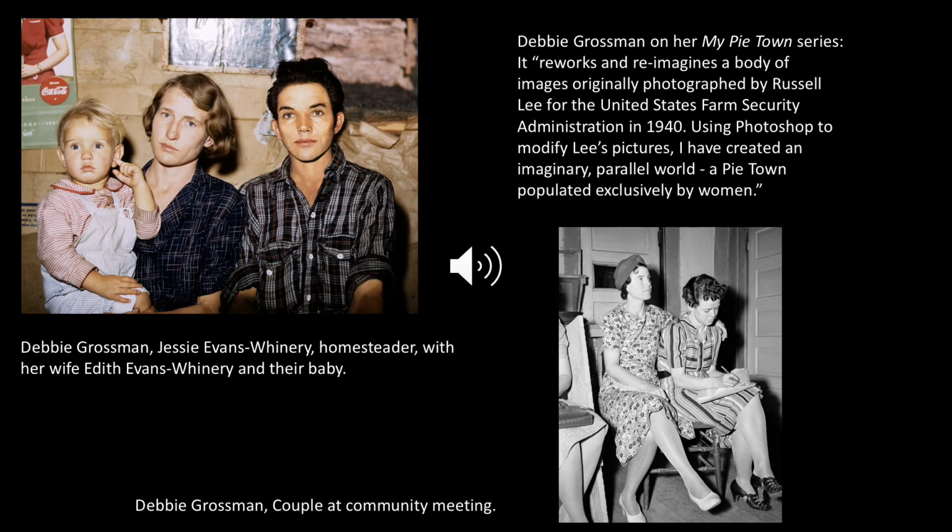These photographs are from a series by a contemporary photographer by the name of Debbie Grossman. Debbie Grossman reimagines a body of work by a Farm Security Administration photographer by the name of Russell Lee. I'll read this quote on the top right here. This is Grossman talking about her series. It, quote, "reworks and reimagines a body of images originally photographed by Russell Lee for the United States Farm Security Administration in 1940. Using Photoshop to modify Lee's pictures, I've created an imaginary parallel world, a Pie Town populated exclusively by women," end quote.